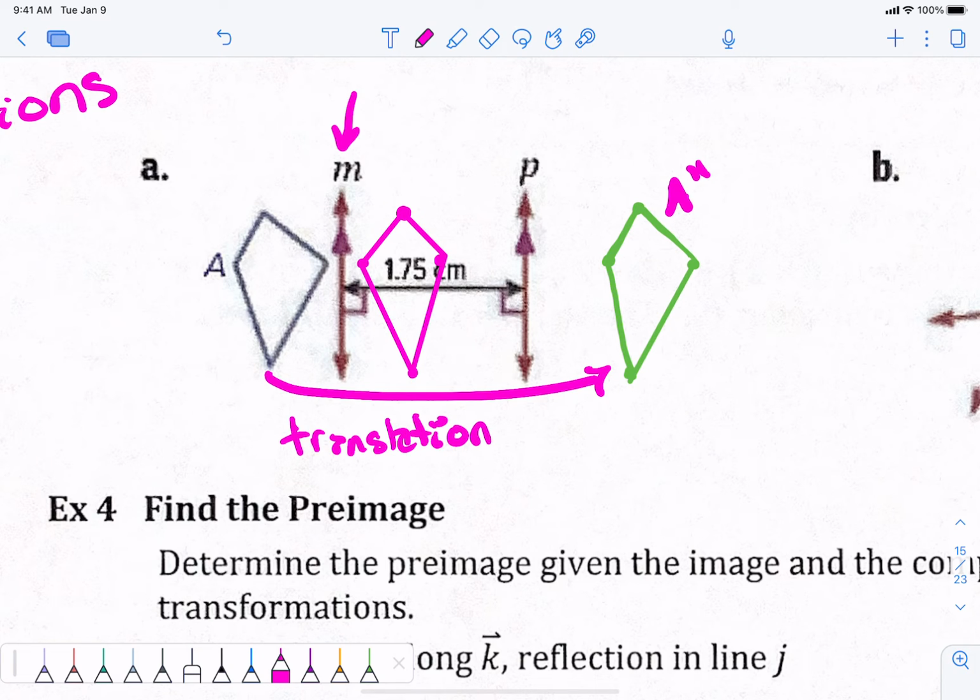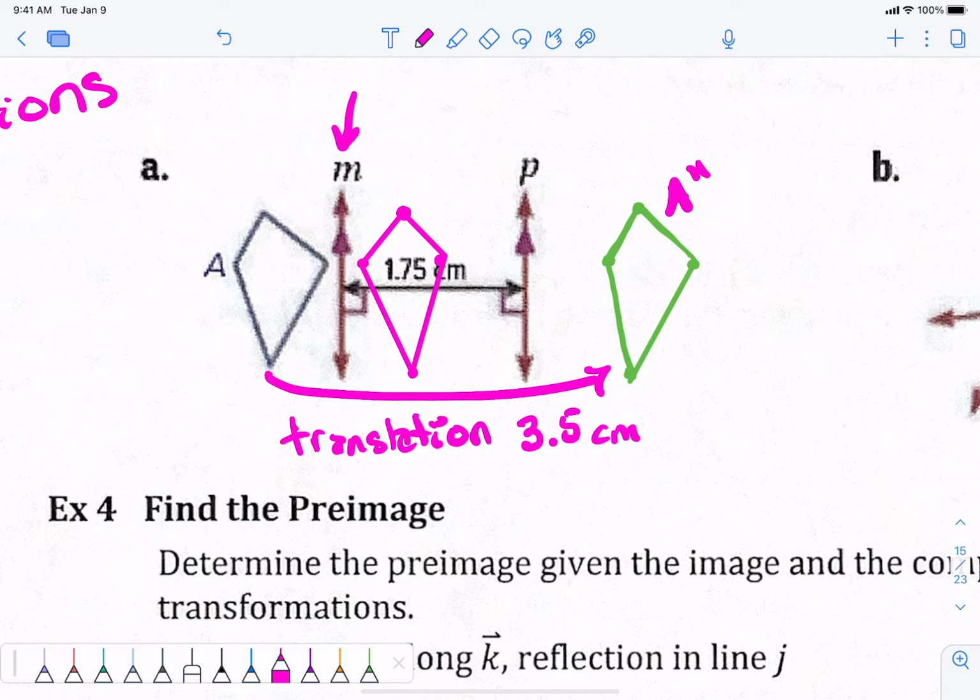But how much? How much would I have to slide him over? Is it 1.75 centimeters? No, it's more than that. How much more than that? Any ideas? It is going to be twice the distance. Twice the distance that those two parallel lines are from each other. That's how far apart you're sliding them. Always. So you just double that distance. What's 1.75 doubled? 3.5.